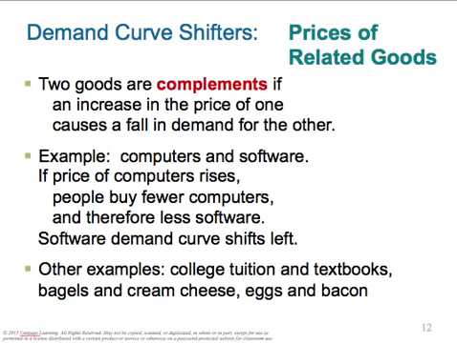Other examples are college tuition and textbooks. If college tuition price goes through the roof, fewer students will go to college and fewer people would buy textbooks. Bagels and cream cheese are complements, eggs and bacon, and so on and so forth. If the price of one goes down, it'll affect the demand for the other. If the price of one goes up, it'll affect the demand for the other as well.